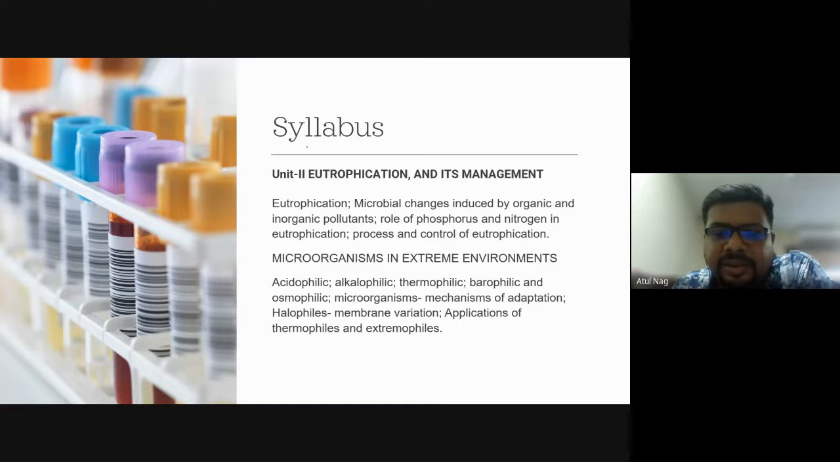Next, we talk about eutrophication. Unit 2 is eutrophication. Eutrophication is basically, you know, we have fields and ponds. In villages there will be ponds, and because of the fertilizer from the fields reaching them, plants grow over them. So basically the surface of the water is covered by all of this vegetation.